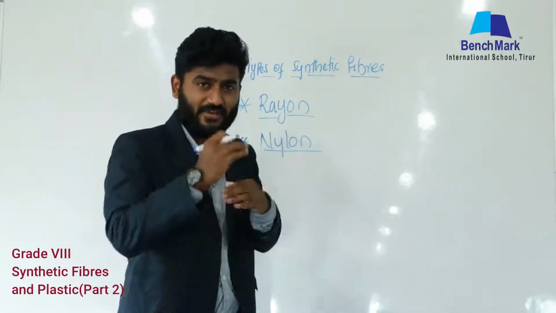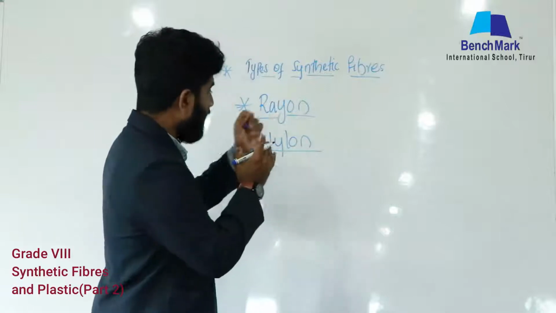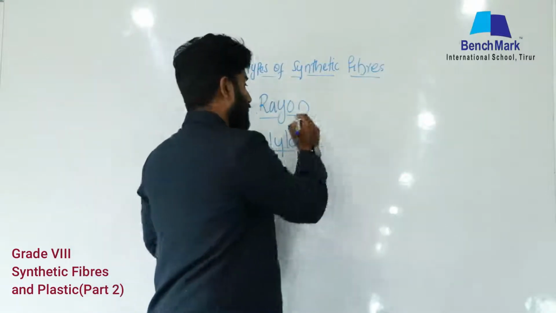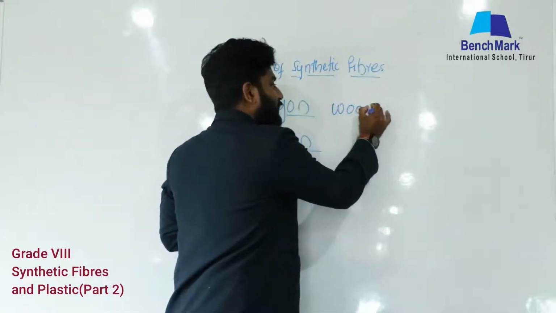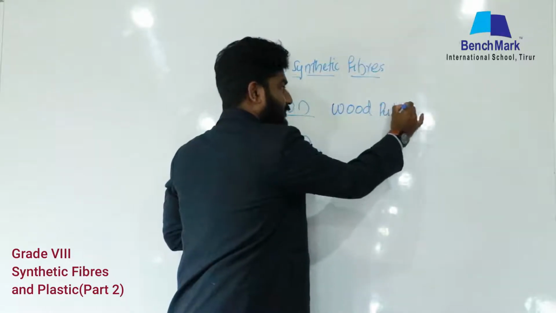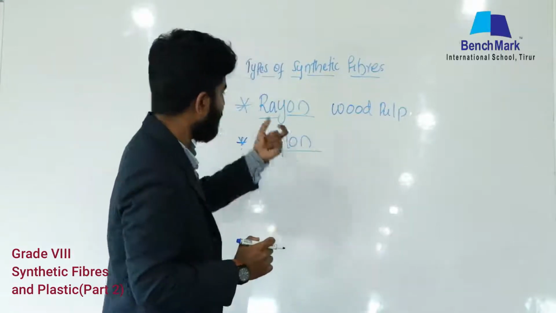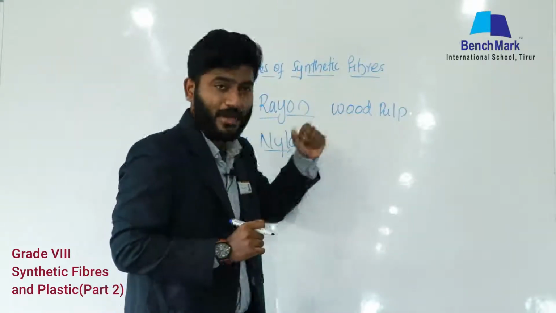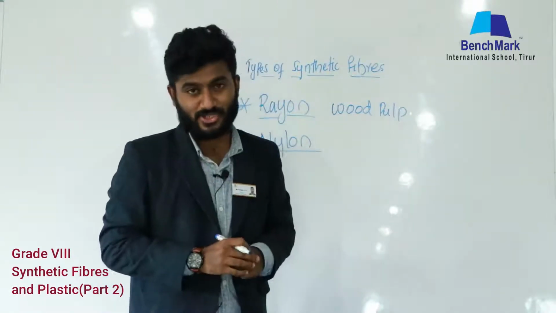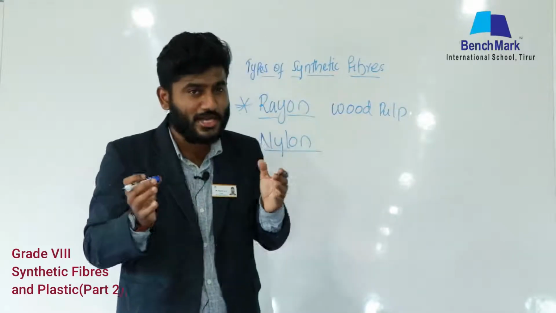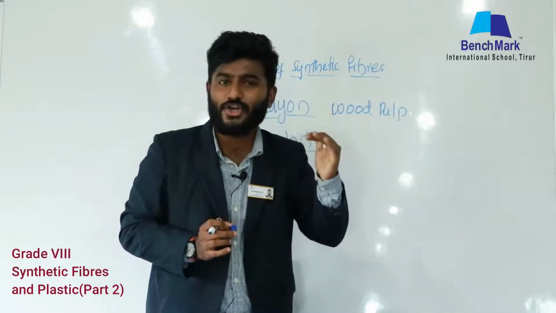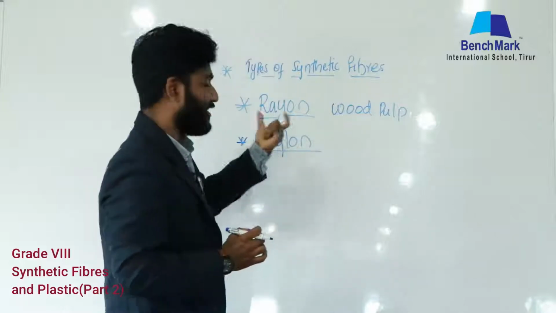What is the difference between those two terms? Listen, in order to prepare rayon, we took wood pulp. What did we take? Wood pulp, and we chemically treated wood pulp in order to get rayon. Listen, wood pulp is a naturally occurring substance. We took a naturally occurring substance and chemically treated it to get rayon.